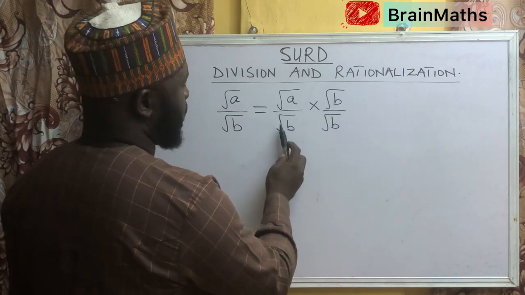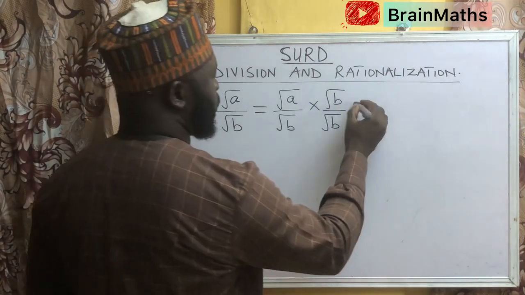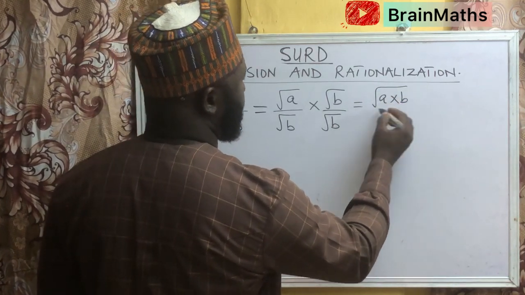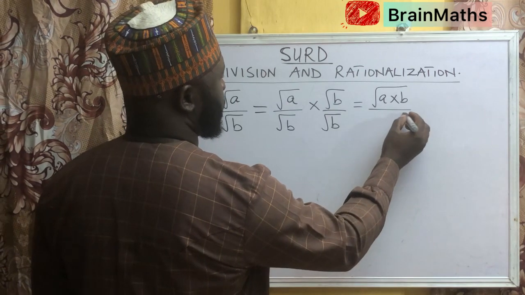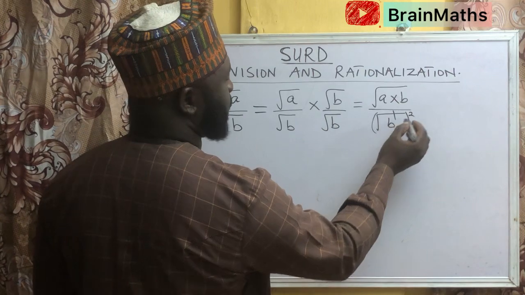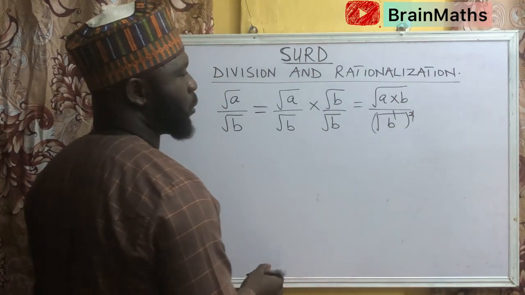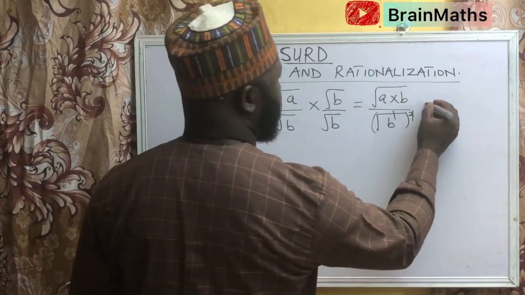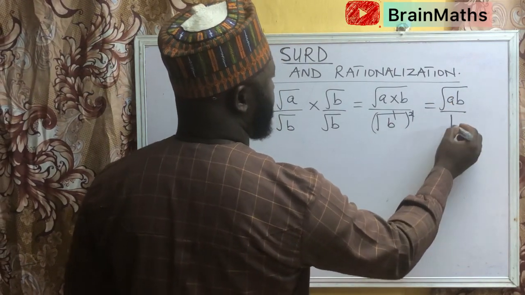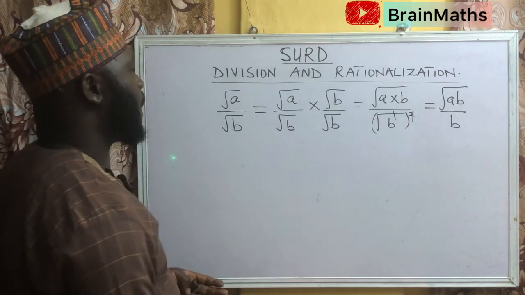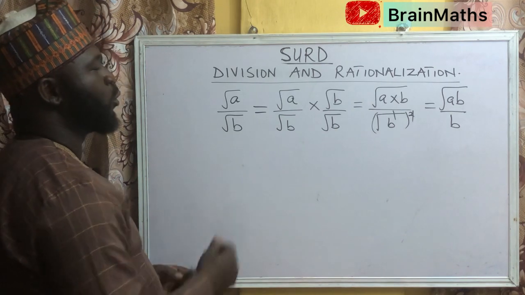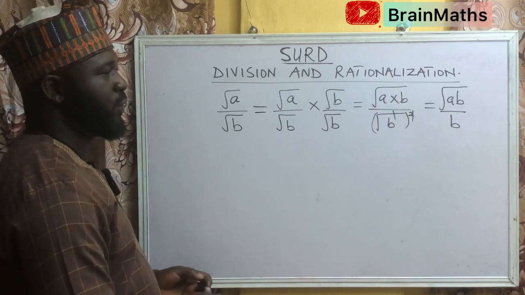So, merely looking at this, it is going to lead us to square root of A times B over root B squared. And you all know that squared and square root are going to cancel out each other, leaving us with square root of AB over B. So this is what we call rationalization, and that is what we'll be doing mostly in this video.